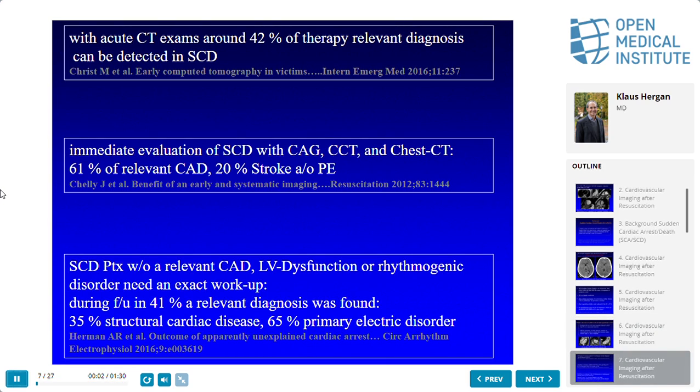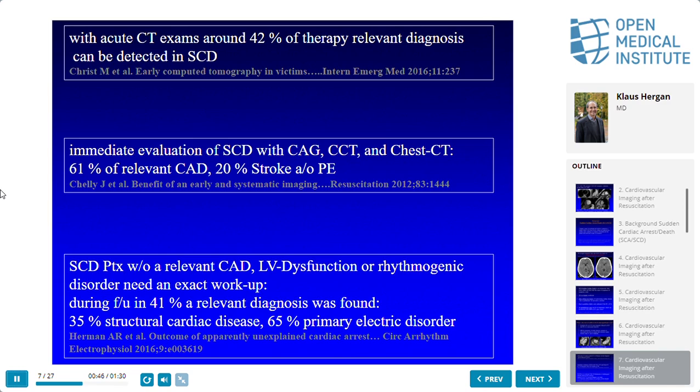In patients suffering sudden cardiac death and coming into the clinic, it makes sense to do imaging, and it's very important to do acute exams like brain CT, chest CT, coronary angiography, echocardiography, and in those cases they find a diagnosis which changes the therapy in around 42% in this study, and relevant coronary artery disease could be detected in this study in 61%, and in 20% it was stroke and pulmonary embolism that they found there.